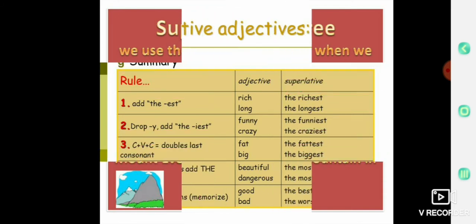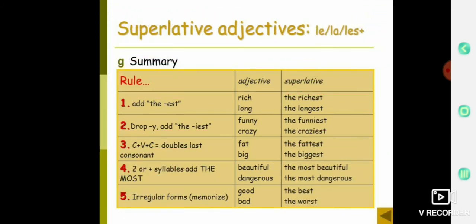Now come the rules, how to change. So children, with most of the words we have to use est, like rich will become richest, long will become longest. In comparative degree we use er, but in superlative degree we have to add est to it.